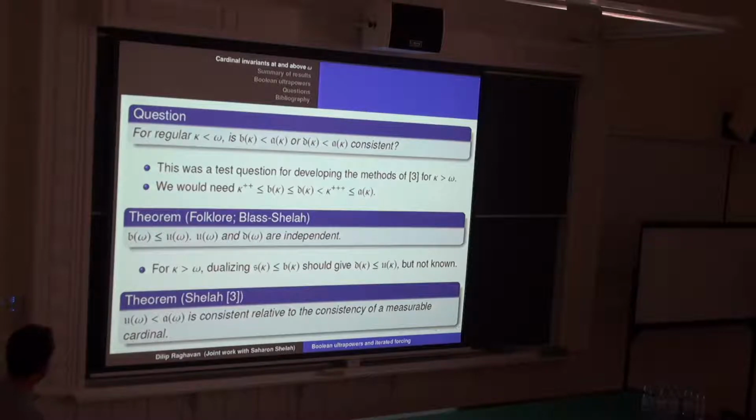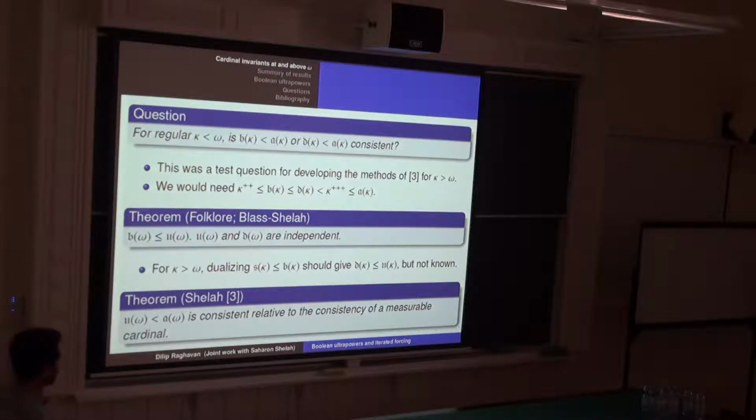Yeah, this is a folklore result that B omega is less equal U omega, and U omega and D omega are independent. Now, I mentioned earlier that for uncountable kappa, again, kappa should be regular here. For uncountable kappa, it's a theorem that S kappa is less equal B kappa.